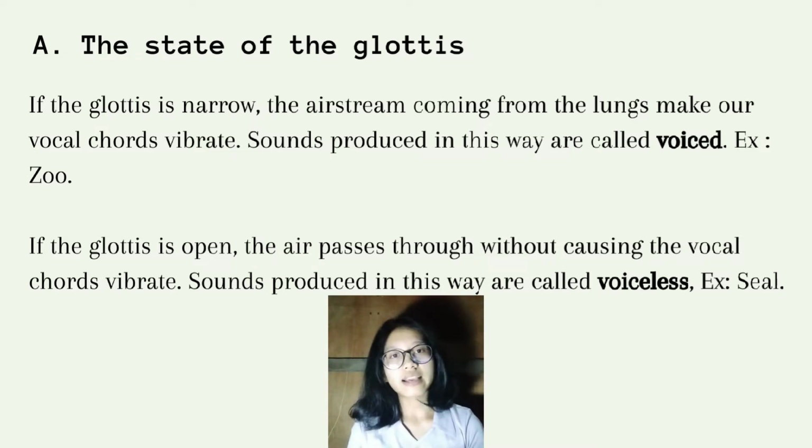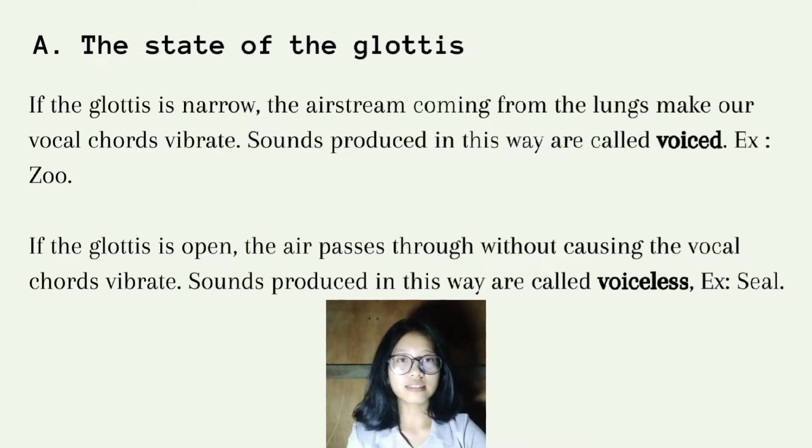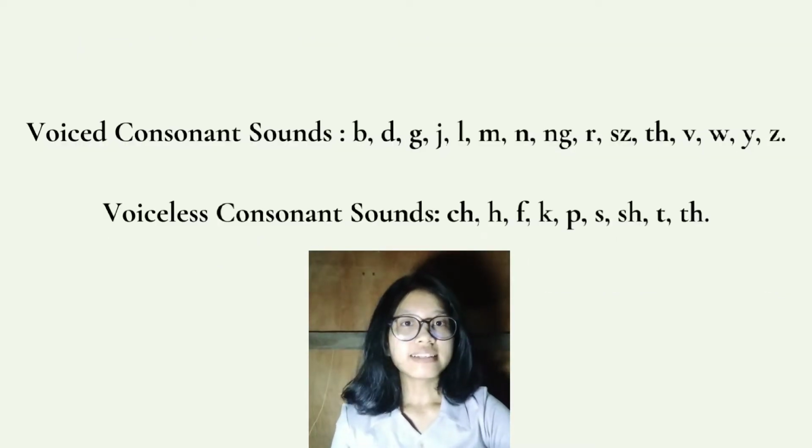Example, like zoo. And then, if the glottis is open, the air passes through without causing the vocal cords to vibrate. So, sounds produced in this way are called voiceless. Example, seal. This is the list of voiced consonant sounds and voiceless consonant sounds.